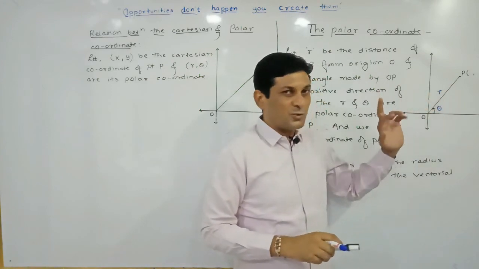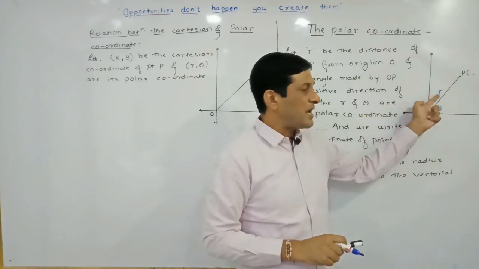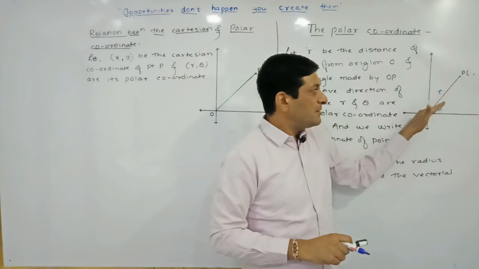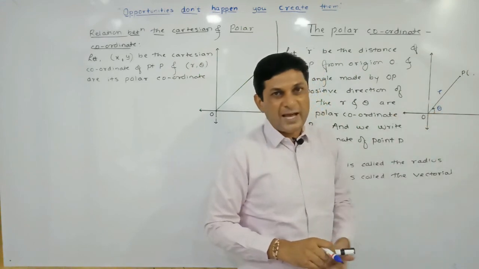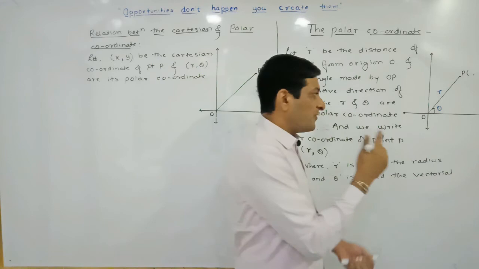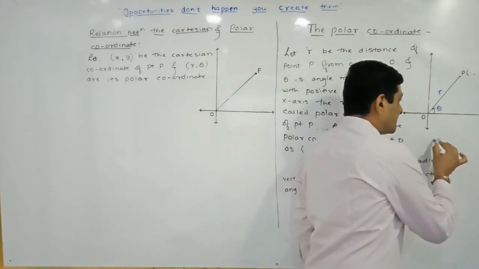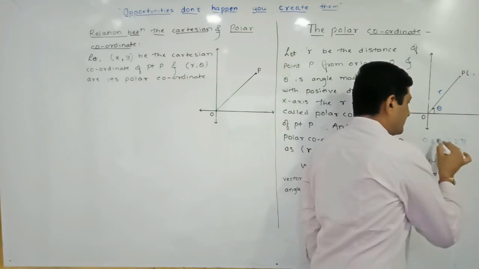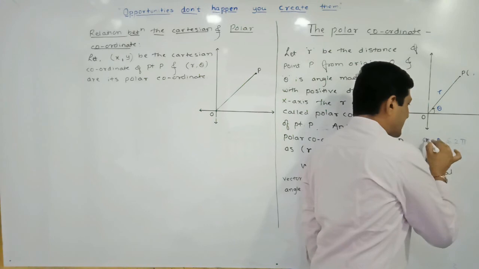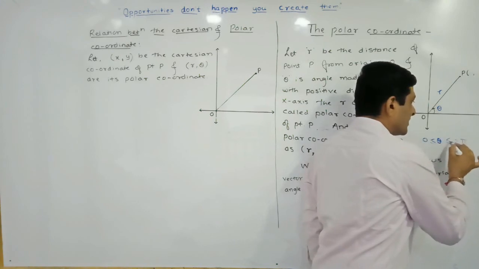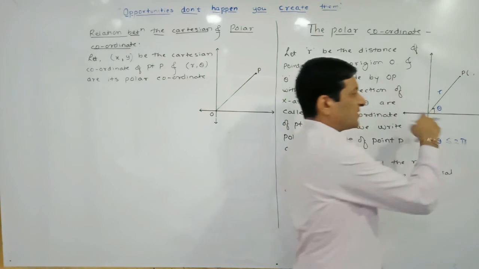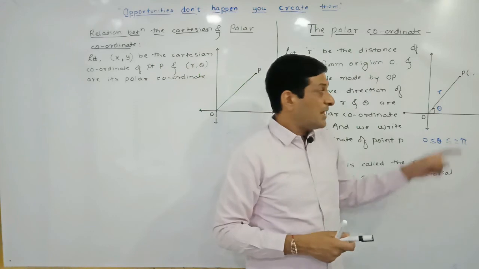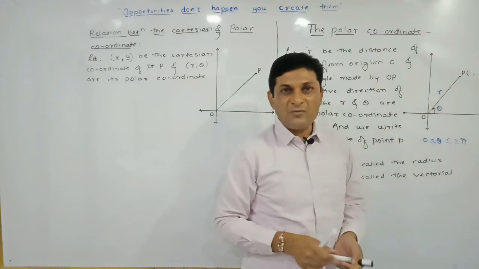If these two values are known to us, the first value is r, which is the distance of this point from the origin, and OP makes an angle, say theta, with the positive direction of the x-axis. This value of theta is either equal to 0, or greater than 0 and less than or equal to 2 pi. Theta may lie either on the x-axis or on the y-axis or in any quadrant, either the first quadrant, second quadrant, third quadrant, or fourth quadrant. But theta is nothing but the angle made by this OP with the positive direction of the x-axis.